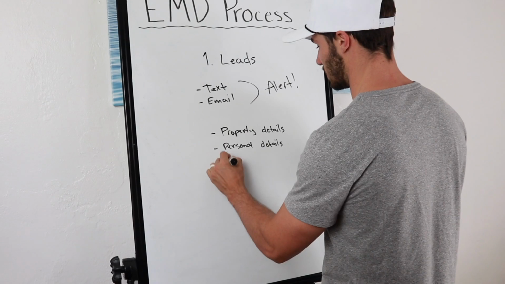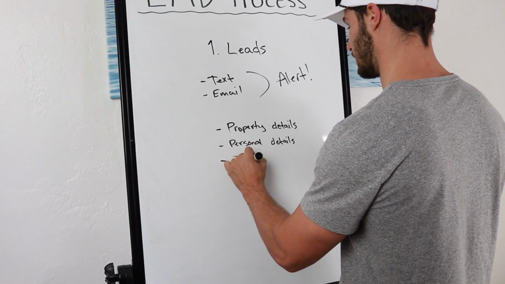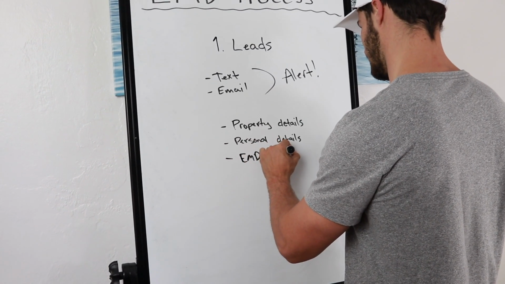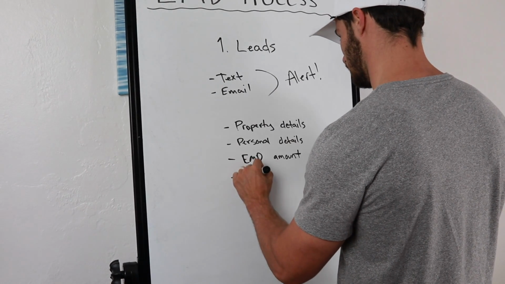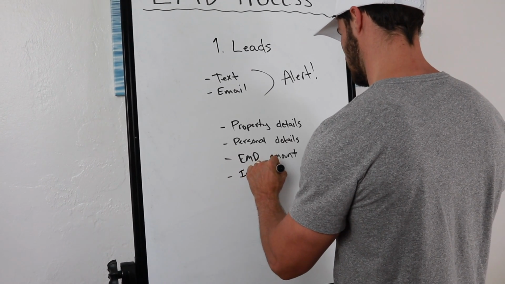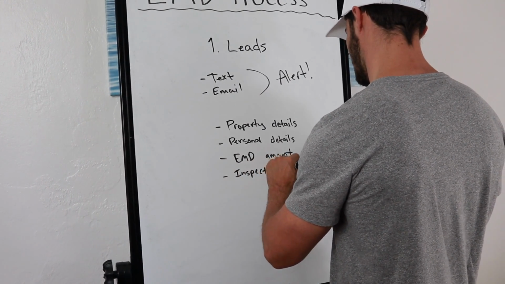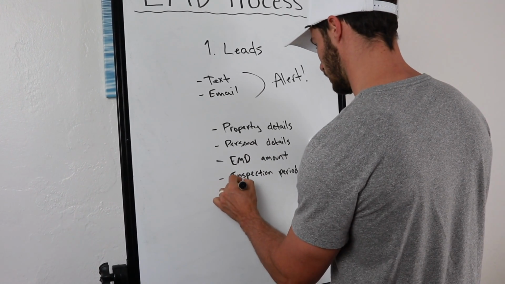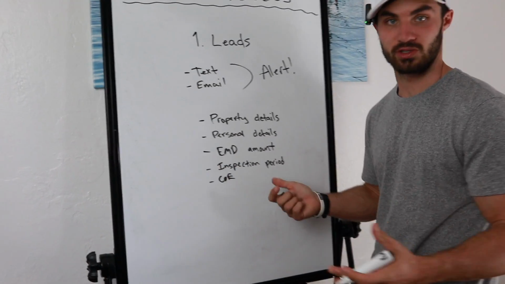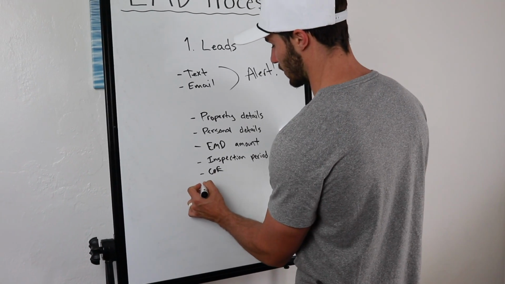So first of all, we need the EMD amount. I need to know how much money it is I'm actually going to be lending. I need the inspection period. Crucial. So that I know how long the EMD is protected for. I need to know COE, or close of escrow, which is just when the transaction is actually going to close. And then I'm going to gather a couple documents.